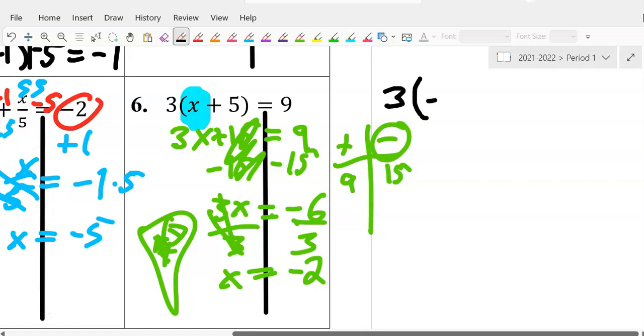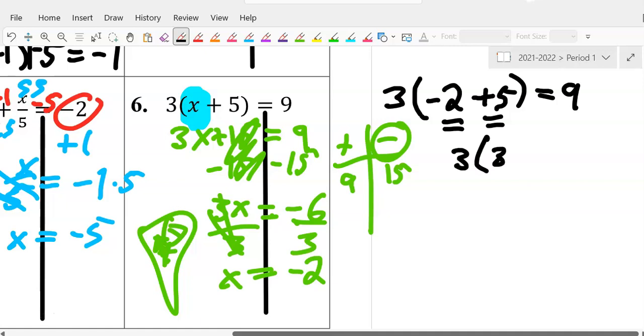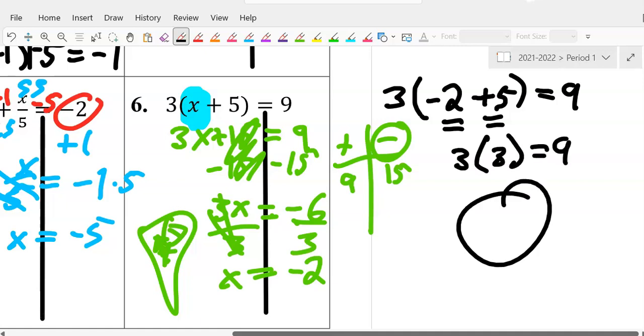So it's going to be negative 2 inside there and a plus 5. All right, so what is negative 2 and 5? 2 bad guys and 5 good guys. Who wins? Good guys or bad guys? Good guys win. So it's 3 times 3. Does that equal 9? Yep. See, it was actually easy to check, wasn't it? Yeah, Mr. Pass, that was so easy to check.